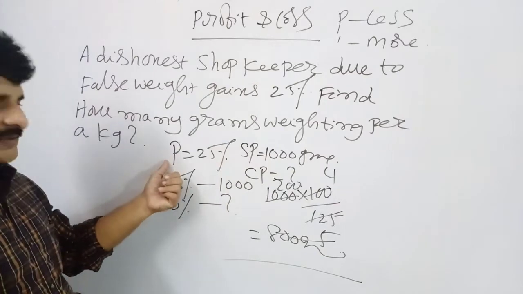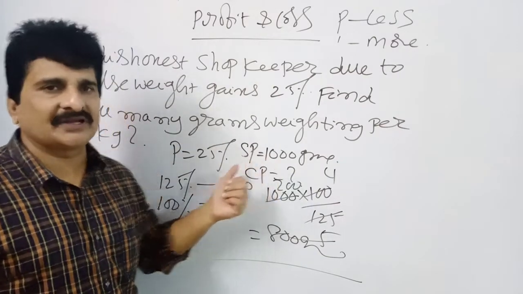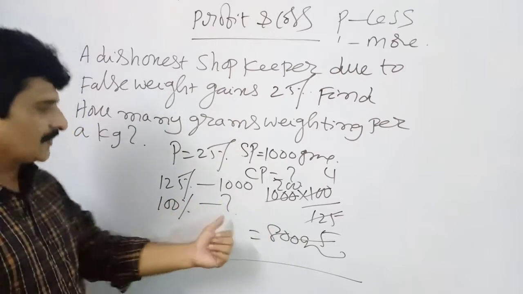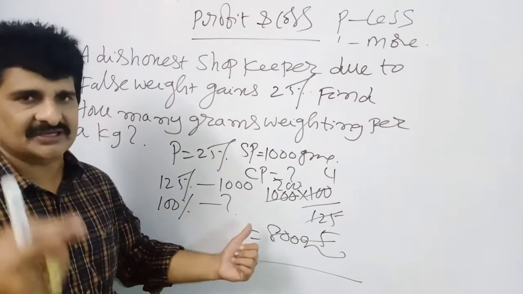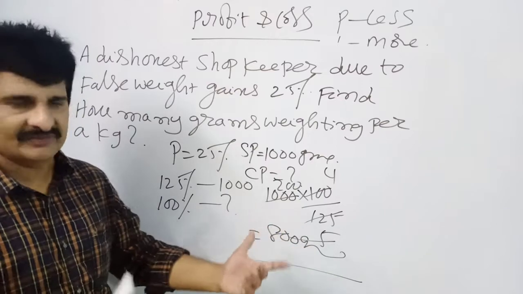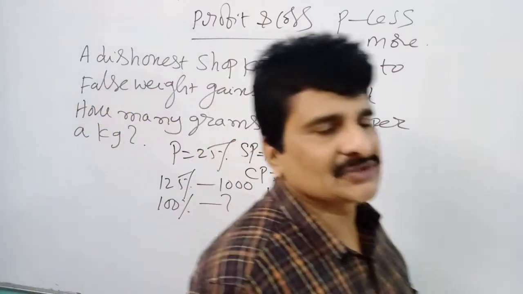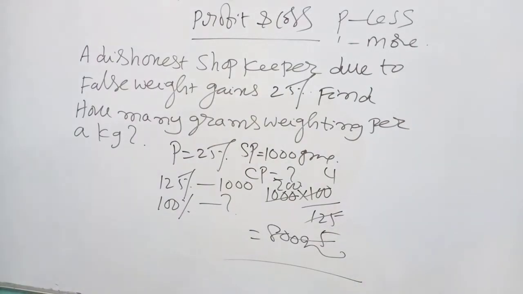1000 is the selling price. Profit is 25%. When 25% profit is there, it will be equal to 1000. That means 125% is 1000. We have to find the CP. No, CP is always 100%. I already told you in the previous video also. So how many grams does he have to give then? 800 grams he has to give. Now we'll go for the next question.